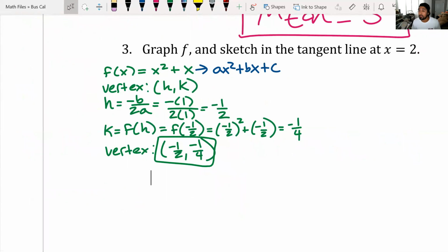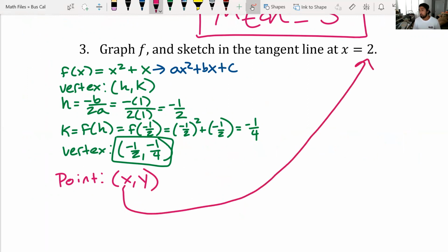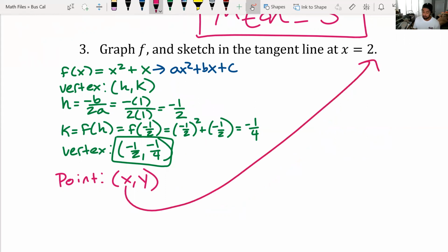And all we need left to graph this is a point. Well, remember the point we want is x, y. Well, look at the problem. Do they give us an x value? And they've been giving us an x value the whole time. That x value is 2. So remember how functions work. If I plug in an x, the output should be a y. So what we're going to do is take this x value of 2 and plug it into the original function to get our output of y. This will give us a point on the function.